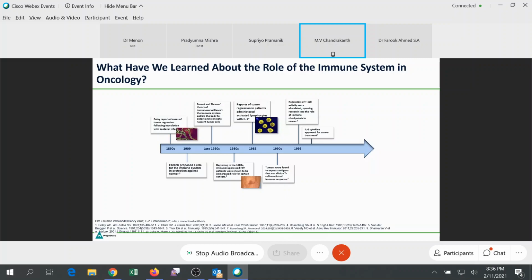Then they understood that RCC has a lot to do with immune mediated mechanisms, and then they proposed in 1909 that immunity has a significant influence on cancer, and that a system of immune surveillance was the reason for strengthening immunity and preventing cancer. Then we discovered that immune suppressed HIV patients were at increased risk of cancer. Then there were reports of tumor regression in patients administered activated lymphocytes with interleukin 2. In the 90s, tumors were found to express antigens that can elicit a T cell mediated immune response. In 1995, the regulators of T cell activity were elucidated, spurring research into the role of immune checkpoints in cancer. And then interleukin 2 got approved for cancer treatment.